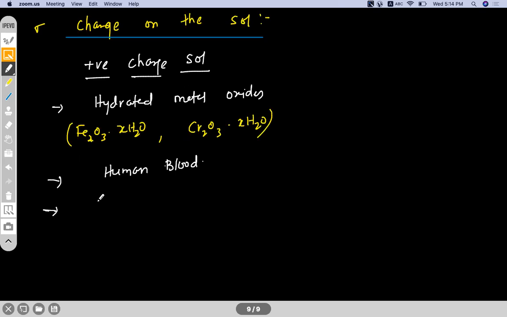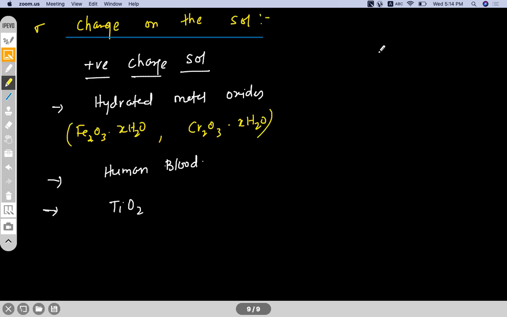So this is the second example we have. A solution of TiO2 is also an example of a positively charged sol. So charge is very important. You should know the charge on the sol, correct? If you get some other examples also, you just write them down and memorize them. There's no other way. You have to memorize the charge on these.